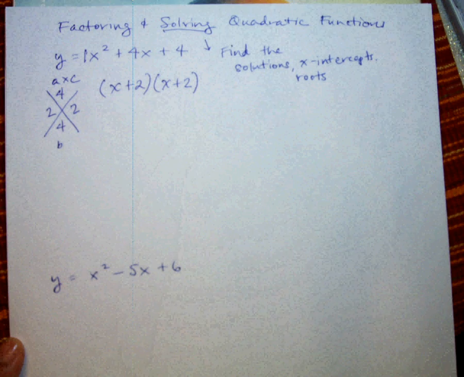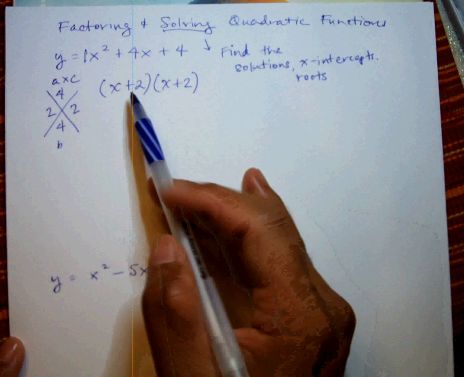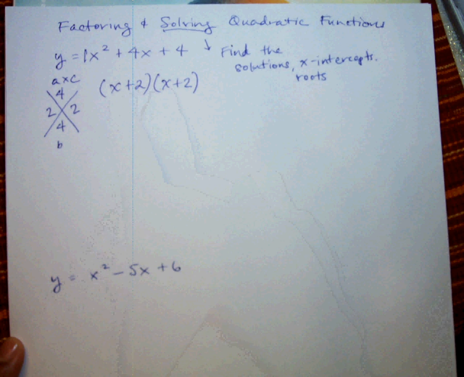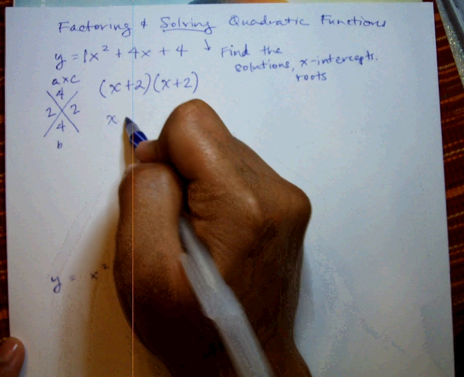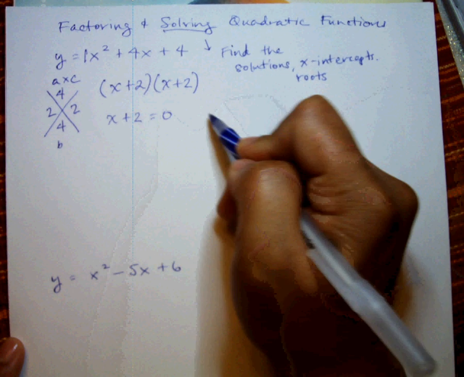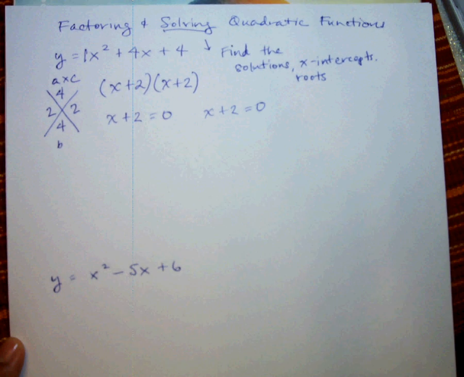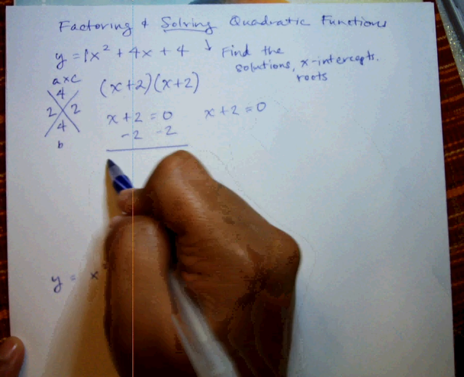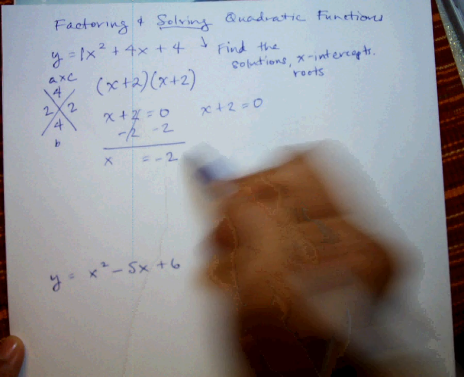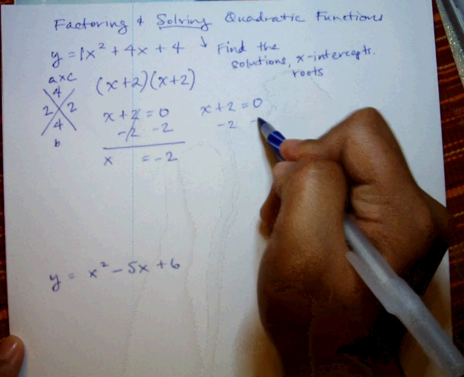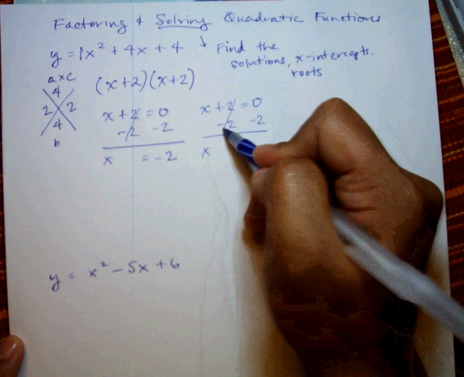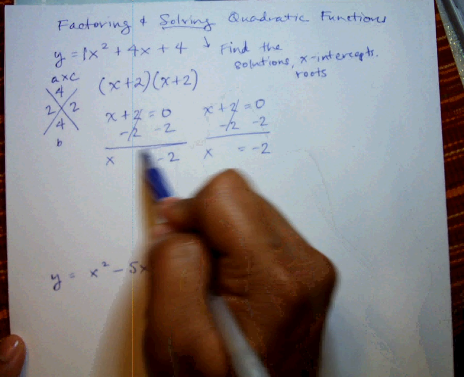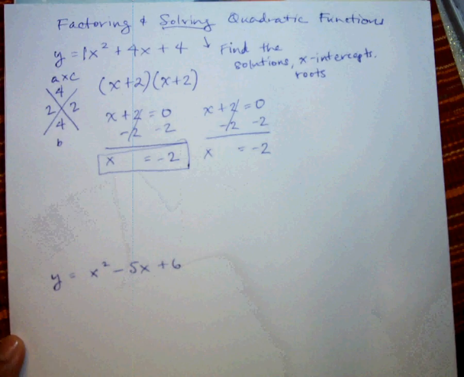But to solve it, you take each factor, whatever is inside the parentheses, set equal to 0 and solve for x. So you have x plus 2 equals 0. x plus 2 equals 0. If I solve it, minus 2 on both sides, x is equal to negative 2. And I do the same thing for this one. There you go. x equals negative 2 is considered to be my x-intercept.